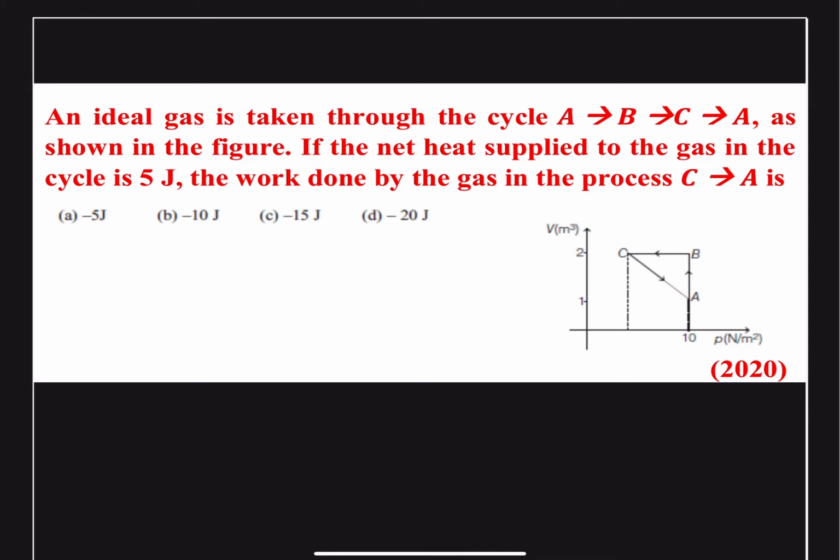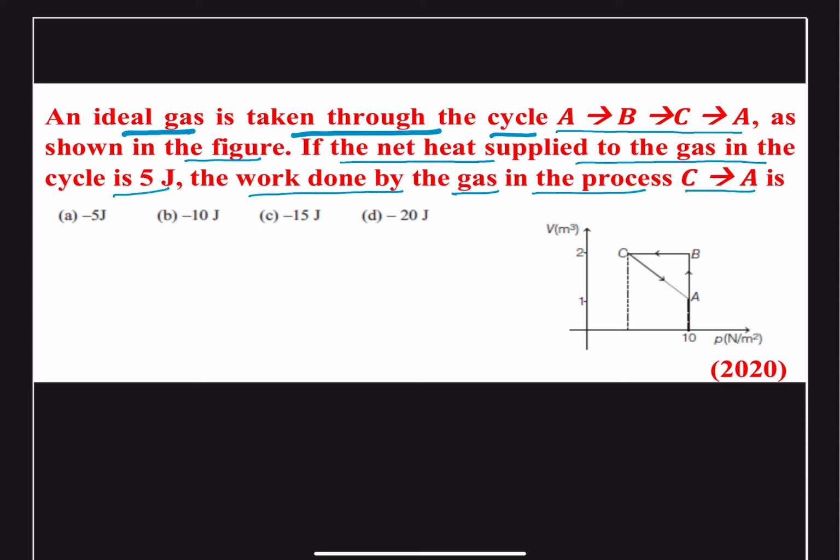Today's question: an ideal gas is taken through a cycle A, B, C, A as shown in the figure. If the net heat supplied to the gas in the cycle is 5 joule, the work done by the gas in the process C to A is.